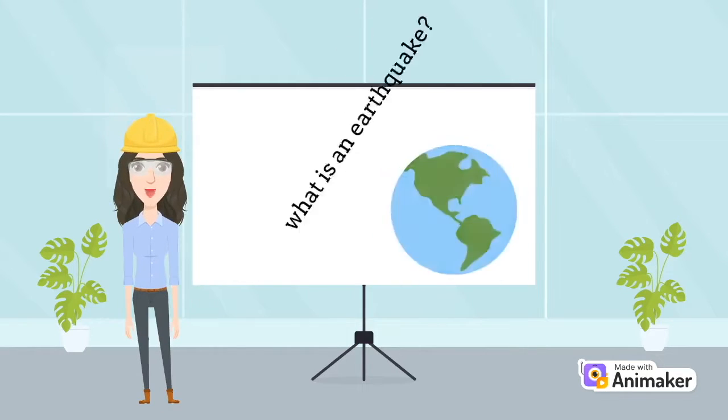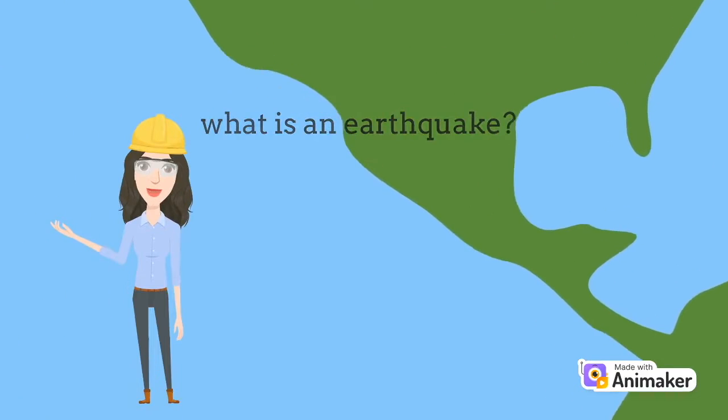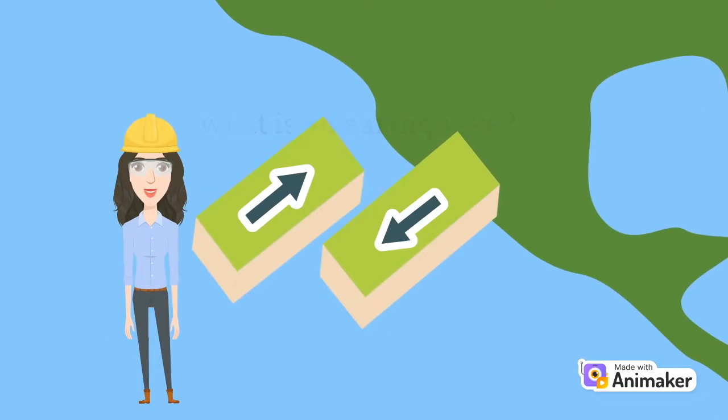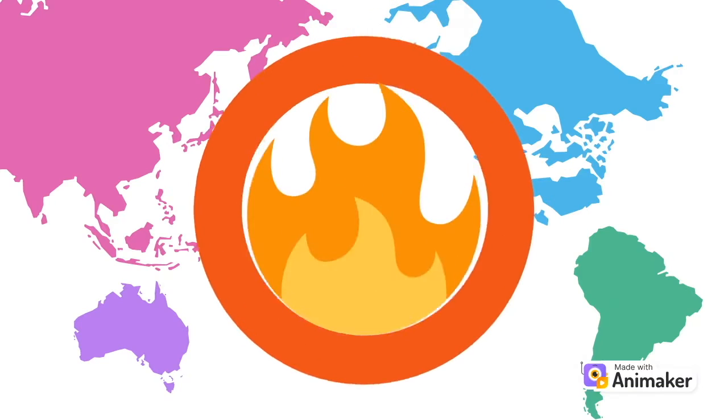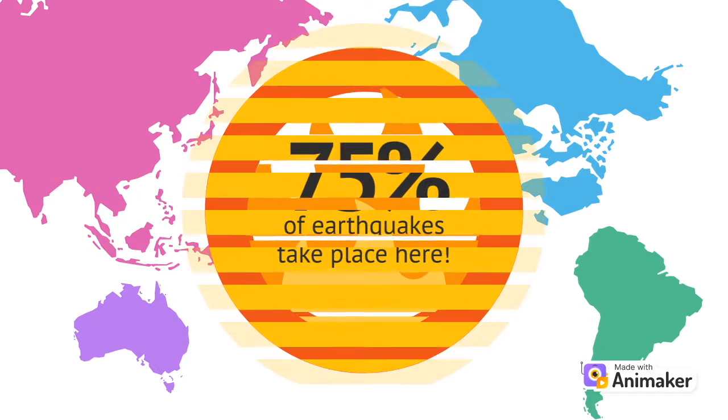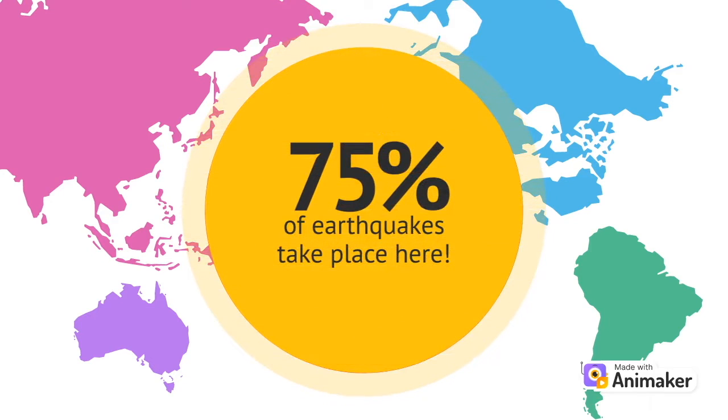Before we begin, what is an earthquake? An earthquake is what takes place when two blocks of the earth suddenly slip past each other, releasing energy which can destroy an entire city. 90% of earthquakes take place on the boundaries of tectonic plates, with 75% happening in the Ring of Fire, which was also home to the 8.1 magnitude earthquake that took place in Mexico during 2017.